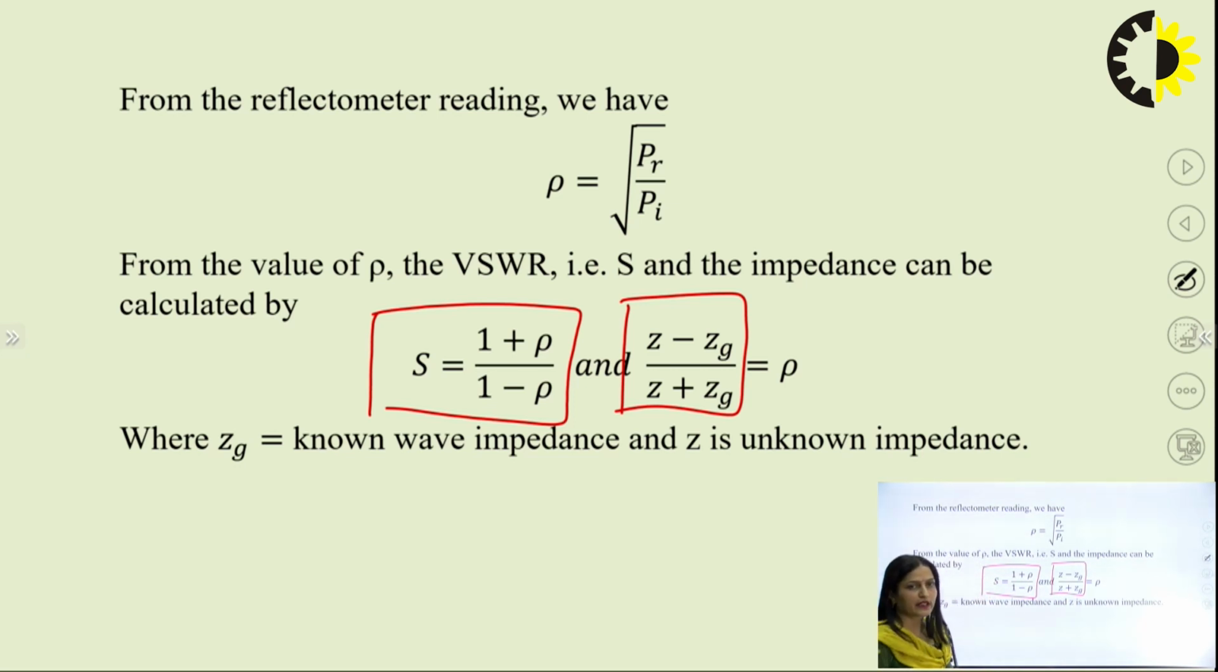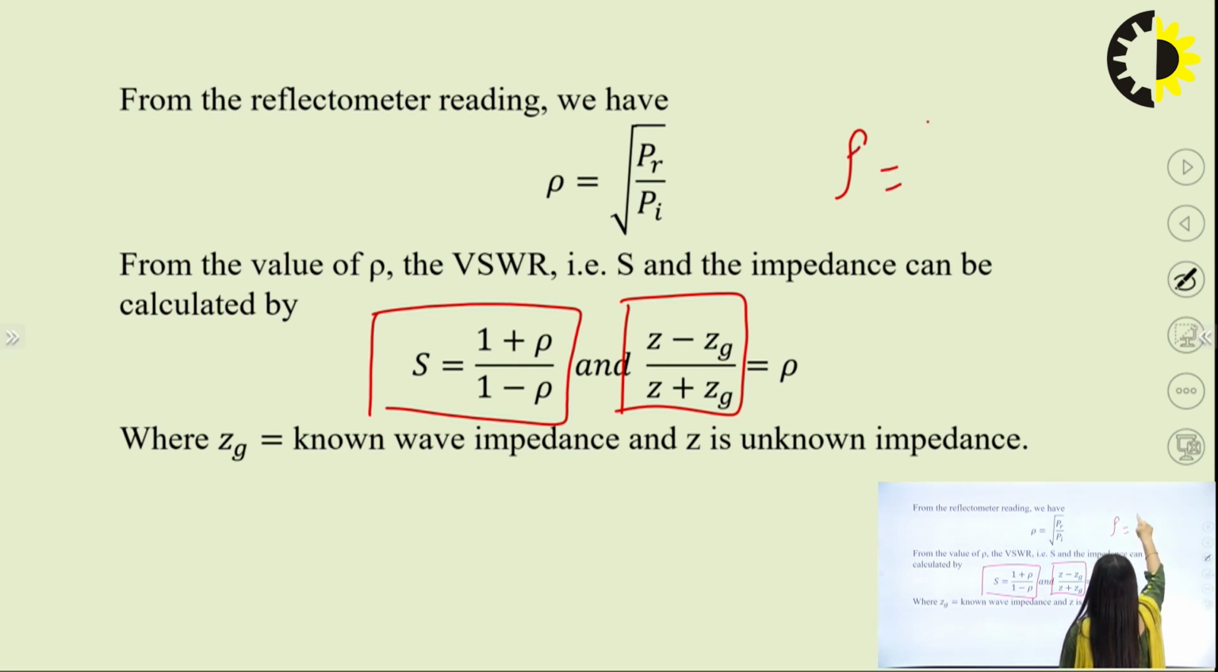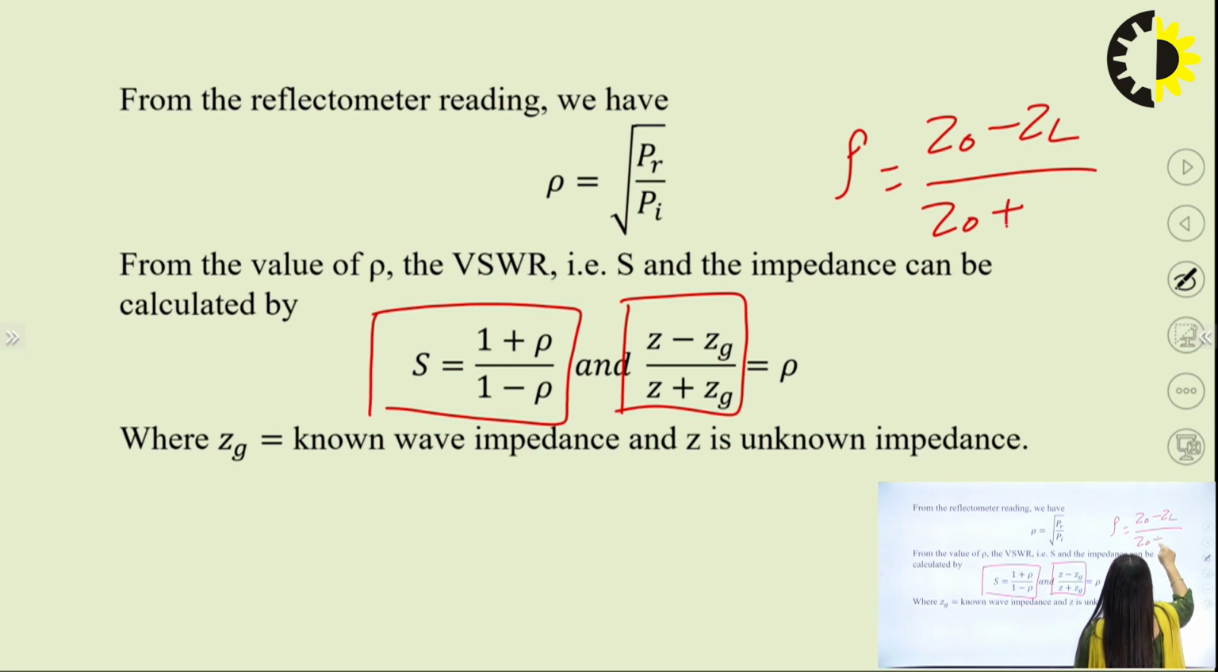Basically Z0 is your characteristic impedance here, and ZG is the unknown impedance which you want to measure, and some your standard formula for reflection coefficient is Z0 minus ZL upon Z0 plus ZL, right? L is the load impedance, and at the load side we have connected an unknown impedance, so we have used it as a ZG.